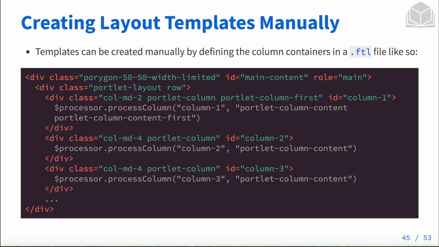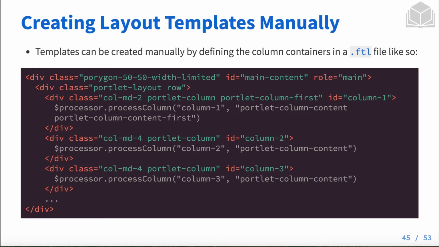Templates can also be created manually by creating a FreeMarker file in a layout TPL project that includes a number of different classes and variables for our layouts. For example, here we have some div classes. We're identifying the size of the column within a row using the column medium class, so col-md-2, 4, 4, etc. Obviously, it can only go up to 12. So if we have 8 and 10, the only thing we can do at the end is add another column that is col-md-2.